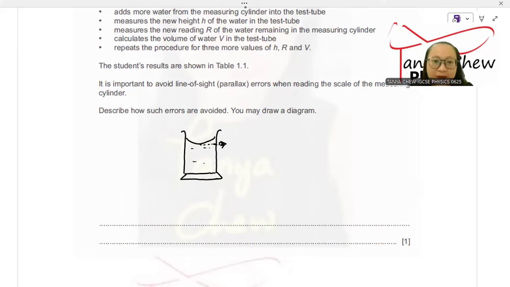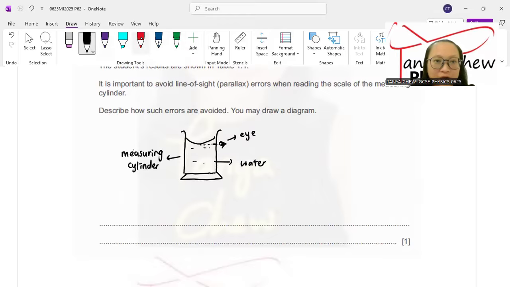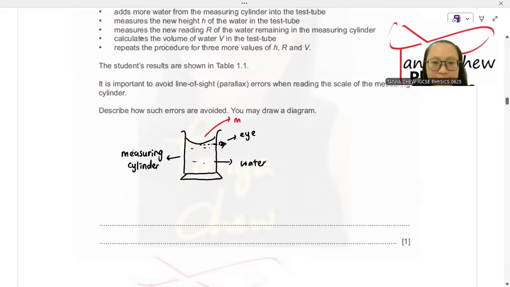So I would say that this is a measuring cylinder. Whenever I draw a diagram, I will label the diagram. And this is water. And this is my eye. And this is called the meniscus. I'm going to use a different color. This is called the meniscus.